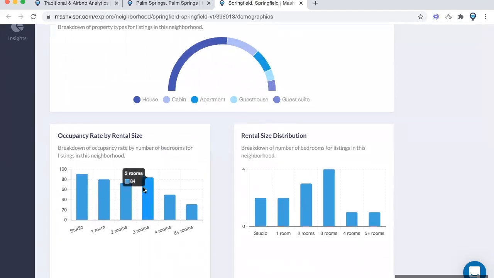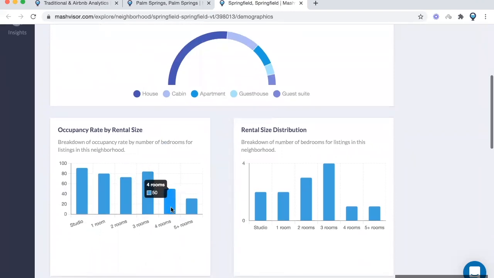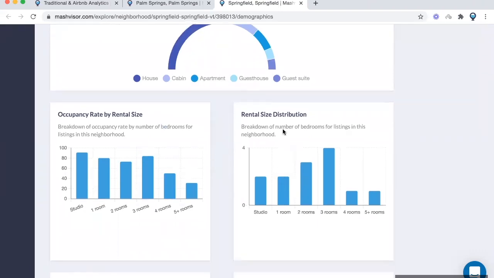It'll also show you occupancy rate by number of bedrooms. So if I did a 3-bedroom or a 4-bedroom, I can get a good idea on what the average occupancy rate would look like. And there's a further breakdown on this, and I'll show you that in a moment. It also shows me the breakdown of number of bedrooms. So how many properties have 3 bedrooms? Most Airbnbs are 3-bedroom properties, and they have one of the highest occupancy rates.